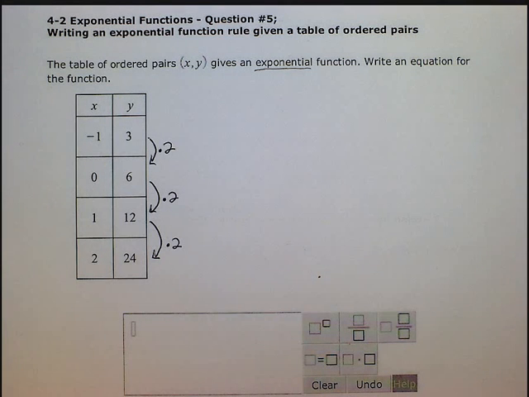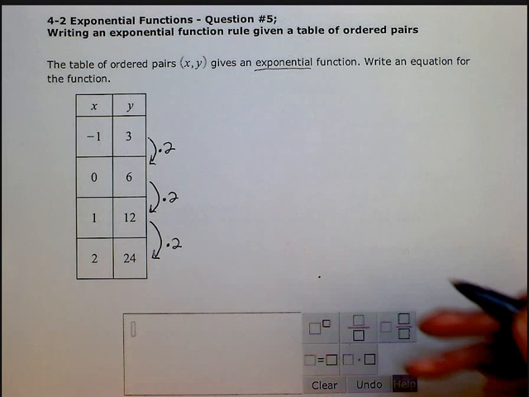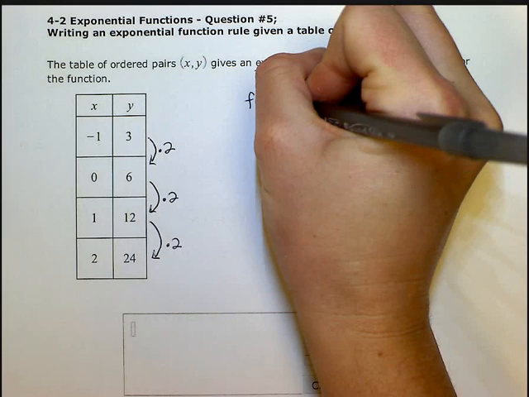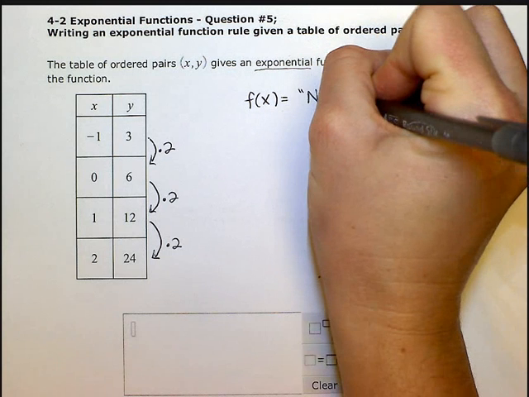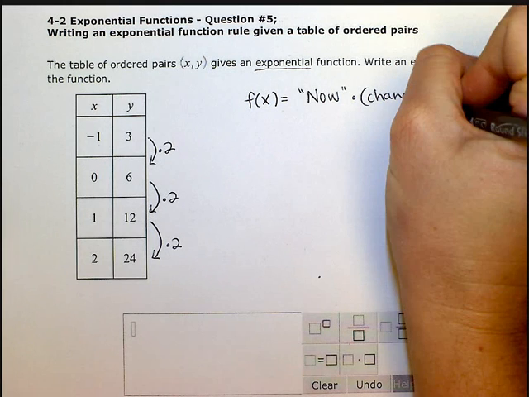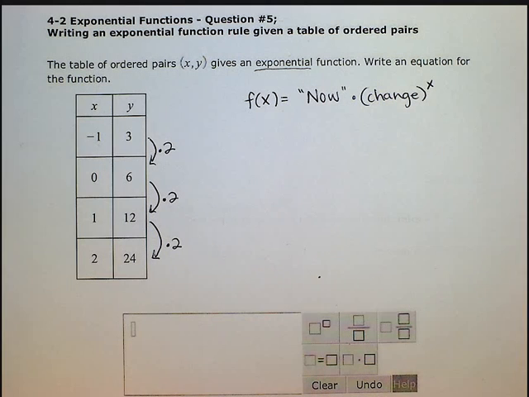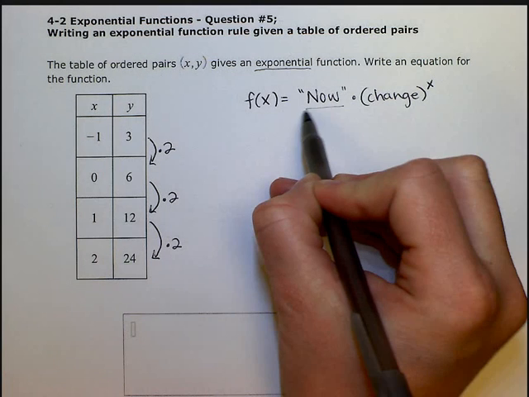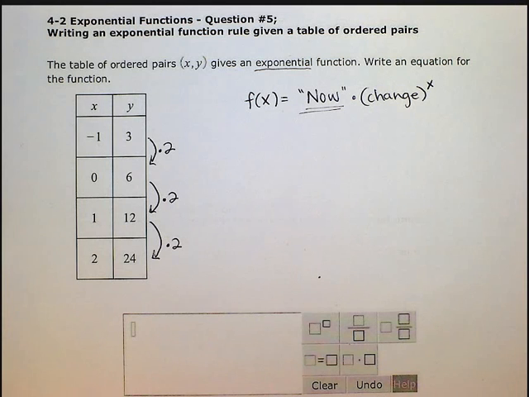Now, in order to write an equation for this, we often think about the phrase f of x equals now times the change raised to the exponent x. Now this is a little bit more confusing than when we were doing sequences, but here's why. This now term is where it starts before anything has happened at all.